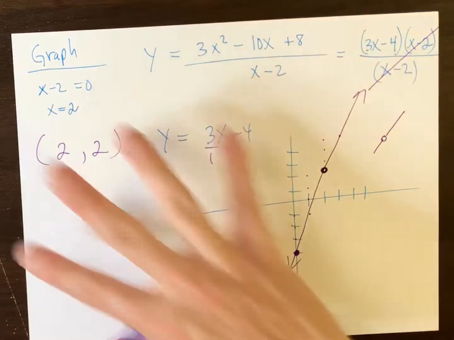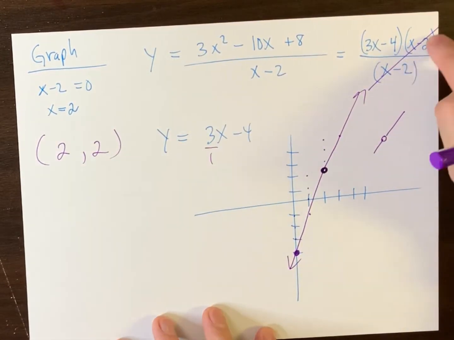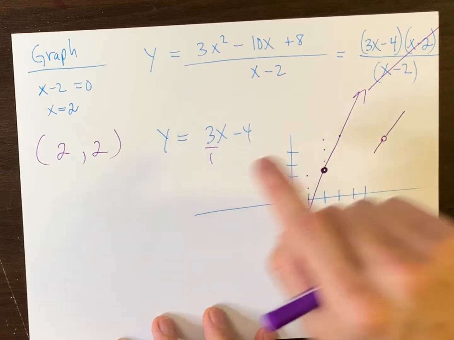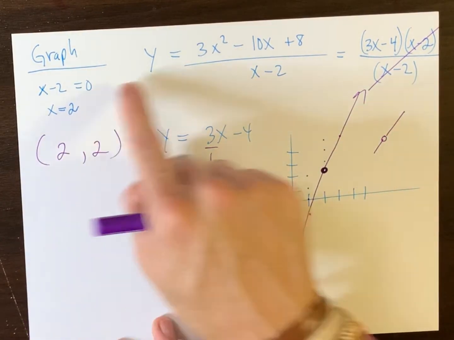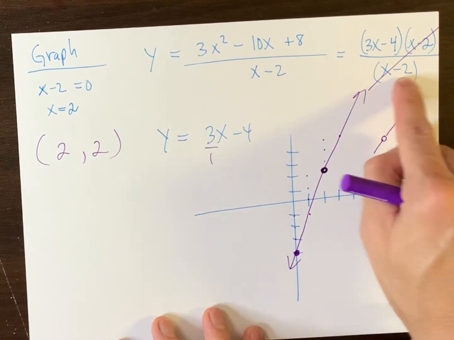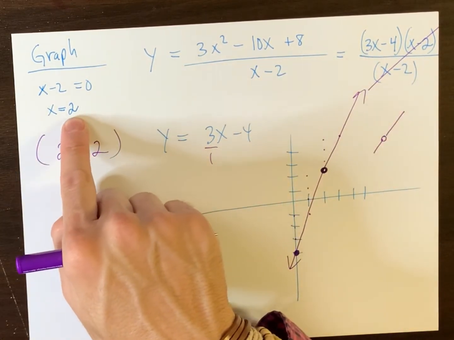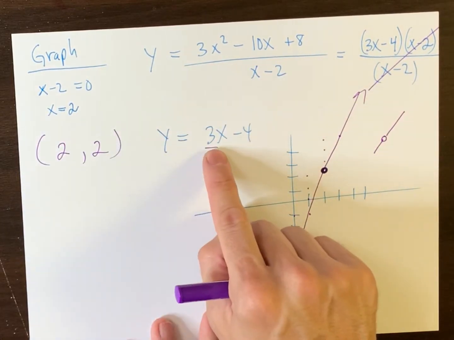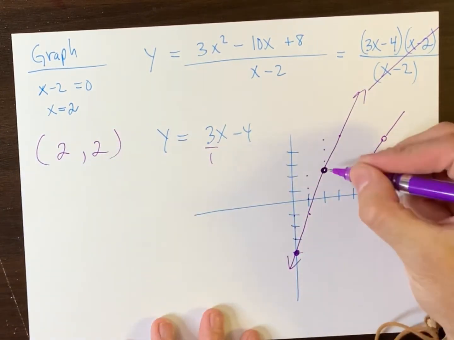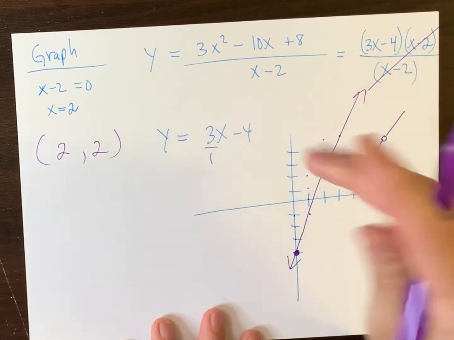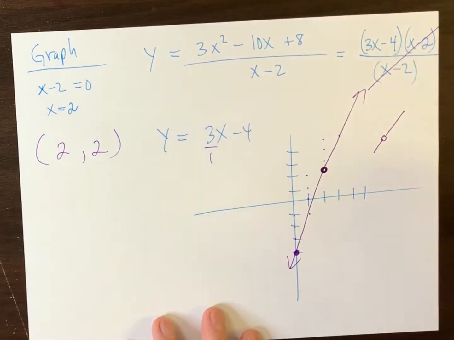It literally looks like a hole. So this is an example of what a removable discontinuity looks like. And this is how you locate it. You set equal the piece that you knocked out. And whatever that is for x, you plug it into the simplified version to get the y. And you go to that location and you draw a hole in the graph. So that was a removable discontinuity, aka a hole.